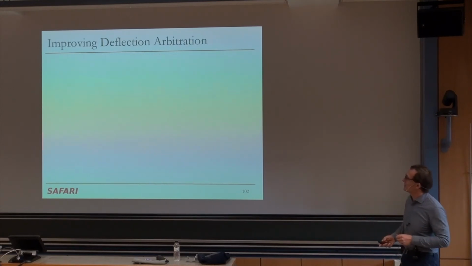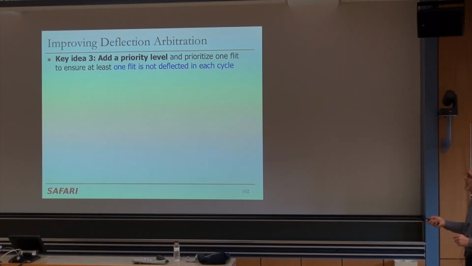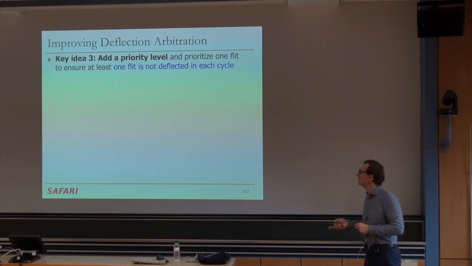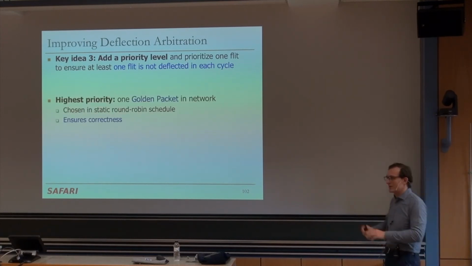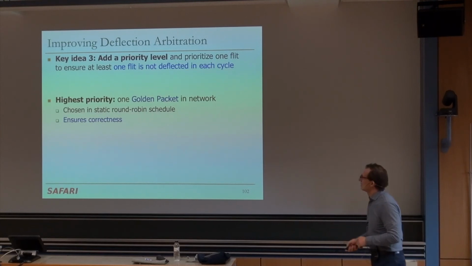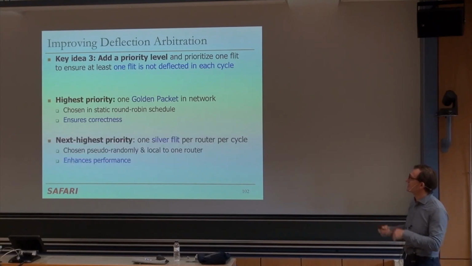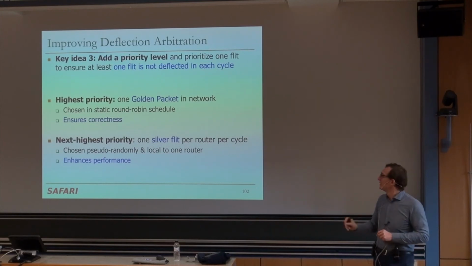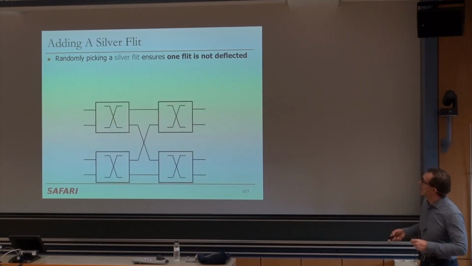Okay, so we're going to fix this problem by being more coordinated. The idea is very simple. You add another priority level and prioritize one flit, to ensure at least one flit is not deflected in each cycle. You could even expand this to a bronze flit and add more priority levels into the system. The highest priority is the one golden packet in the network; we've discussed this, it ensures correctness. The next highest priority is one silver flit per router per cycle. It's a very local priority, chosen pseudo-randomly and local to one router, and it enhances performance.